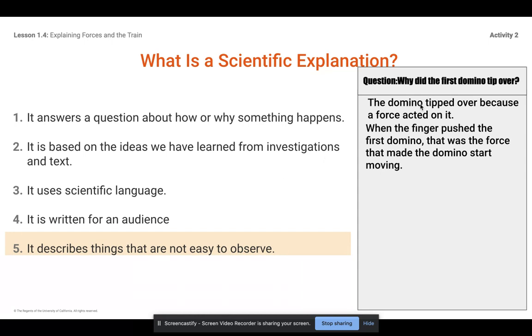So my answer to the question is the domino tipped over because the force acted on it. When the finger pushed the first domino, that was the force that made the domino start moving.